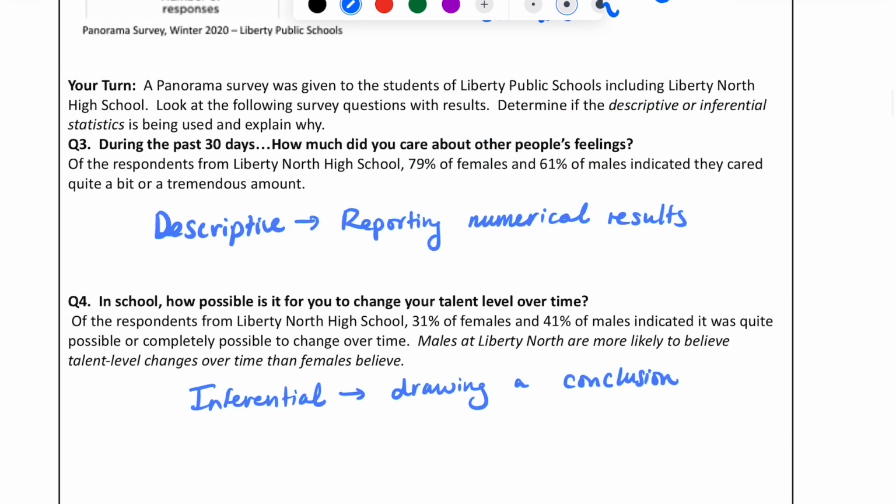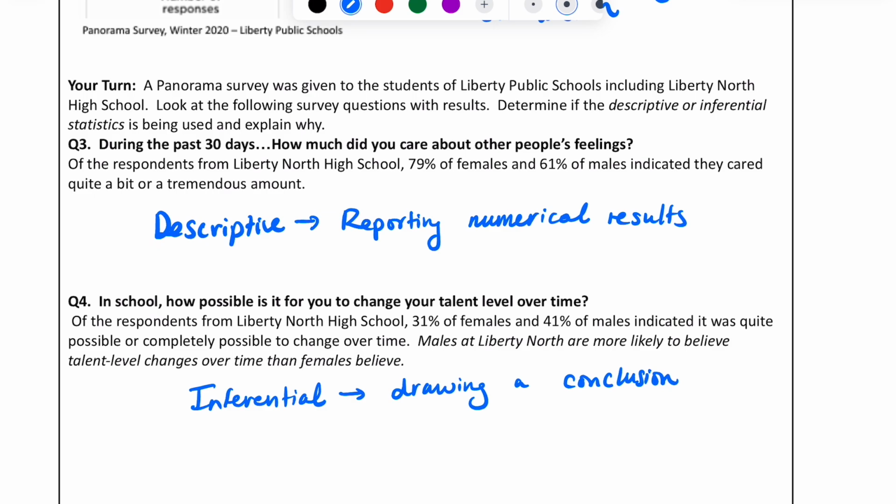Okay, if we look here in question 3, it says, during the past 30 days, how much did you care about other people's feelings? Of the respondents from Liberty North, 79% of the females and 61% of males indicated they cared quite a bit or a tremendous amount. Again, since we are just reporting those numerical results, that is going to be descriptive statistics.